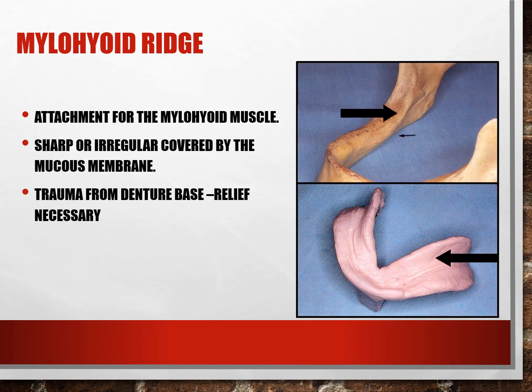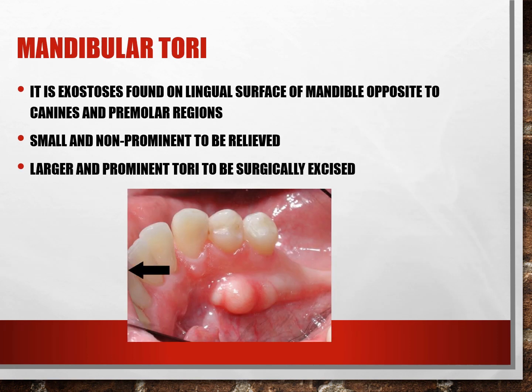Now let us see another relief area, that is your mylohyoid ridge. This entire thing is your mylohyoid ridge, which is also known as the internal oblique ridge, and it is the attachment for your mylohyoid muscle. This mylohyoid ridge is sharp or irregular in shape, and it is covered by the mucous membrane. So trauma from the denture base to this, since it is sharp, after the resorption this becomes more prominent. Whenever there is pressure from the overlying denture, the mucosa over this sharp bony ridge will get traumatized. So you need to relieve this area.